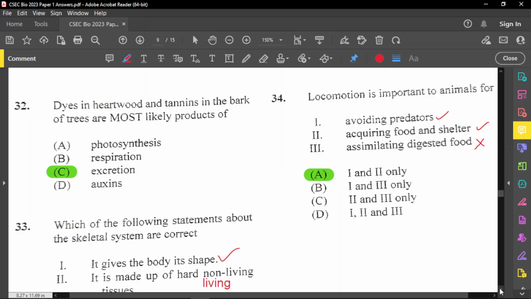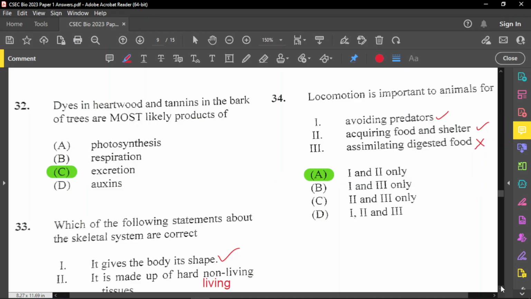All right, question number 32. It said dyes in hardwood and tannins in the bark of trees are most likely products of what? And this is excretion. All right, those are excretory products. And so 32 is C.